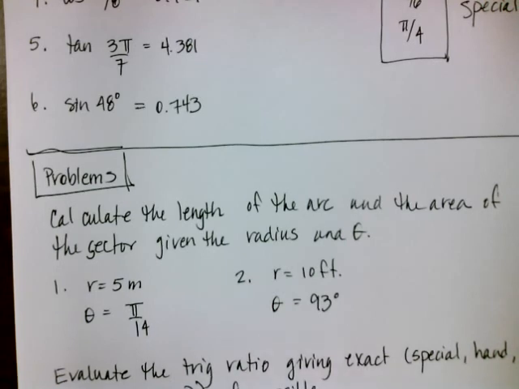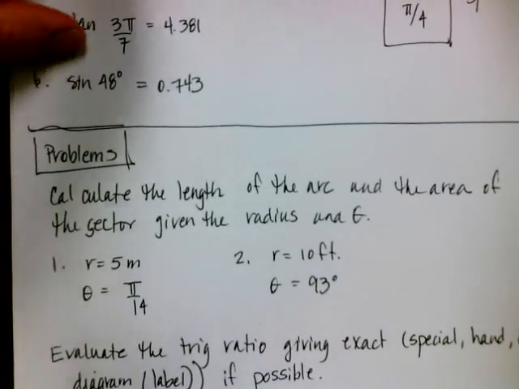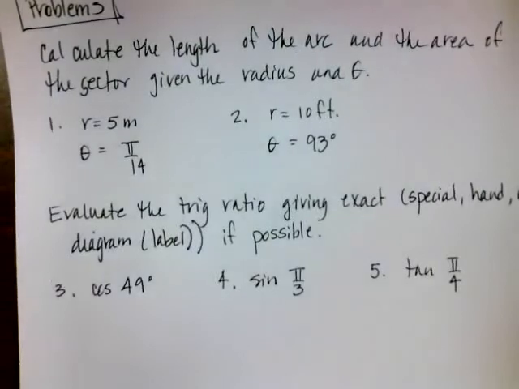Okay. Number 3 is going to be the cosine 49 degrees. Number 4, the sine of pi over 3. And number 5, the tangent of pi over 4. All right, let me move that up so you can see it. Sorry, that was my bad.